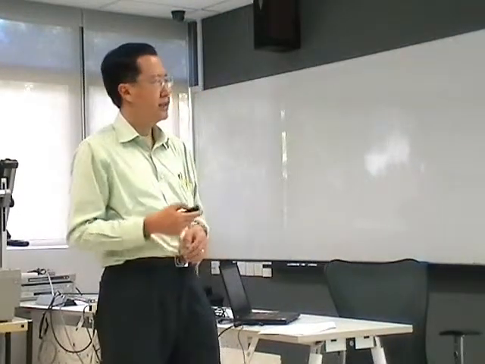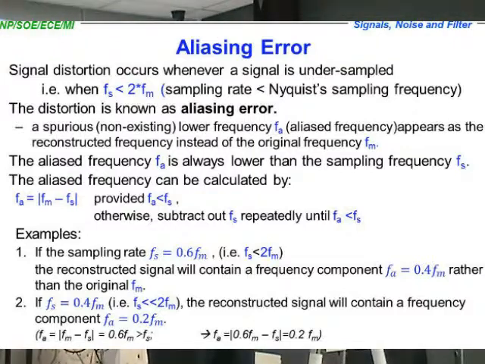and that will be your answer. Example, if the sampling frequency Fs is 0.6 Fm, this is definitely an undersampling case. The reconstructed signal will have a frequency component that is 0.4 Fm instead of the original Fm. So you put in a signal that has a frequency Fm, you sample it at 0.6 Fm, and the result you get is 0.4 Fm.